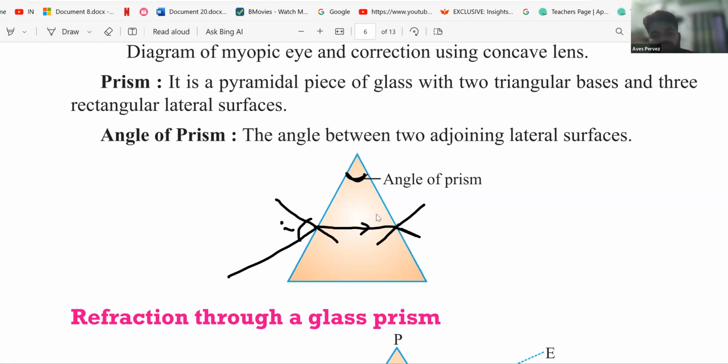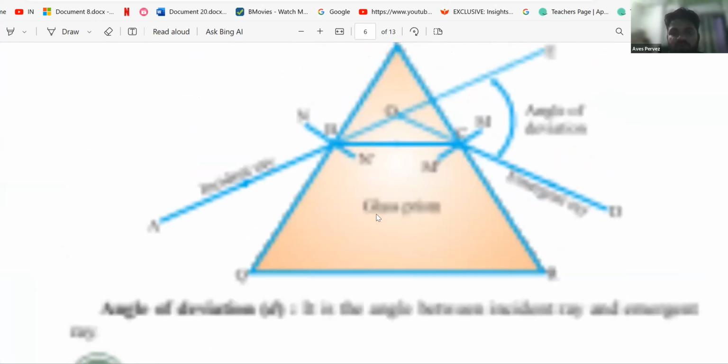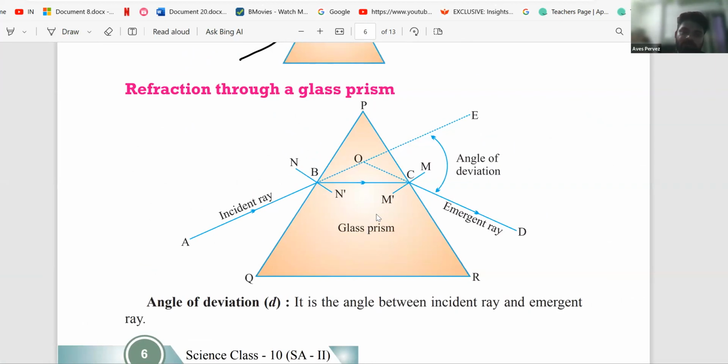So this is the prism that we need to understand. Let's start studying this. Draw this diagram, please, in your copy. Refraction through a glass prism.